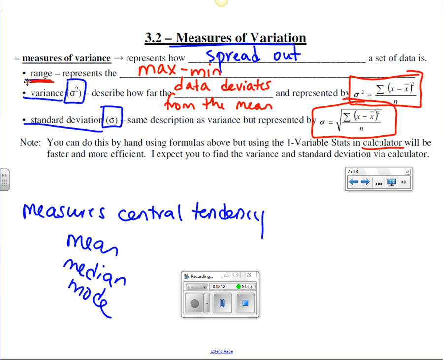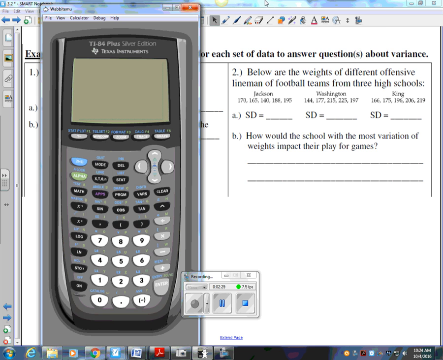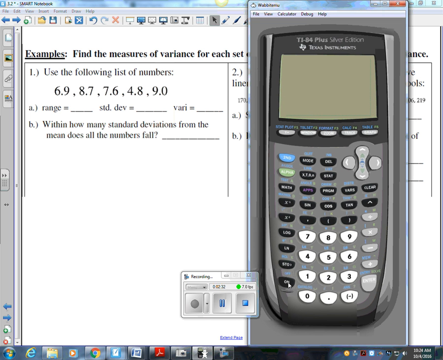Okay? All right. So, example number 1. Use the following list of numbers to find the range, standard deviation, and variance. So we're going to go ahead and put them in stat in our calculator. I need everybody to do this. Everybody should have their calculator out on their desk. 6.9, 8.7, 7.6, 4.8, and 9. All right, so put those in stat.